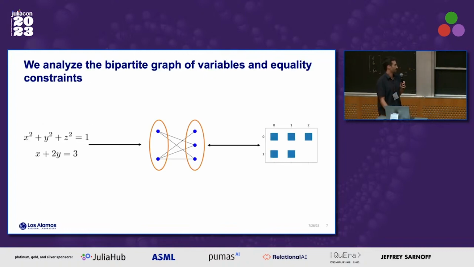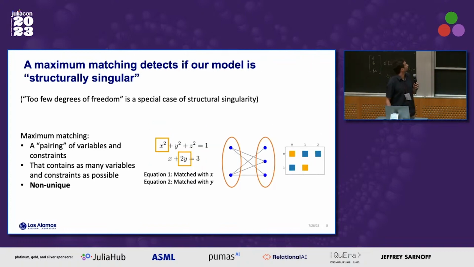And so this is a maximum matching on the bipartite graph of variables and constraints. So we have one set of nodes for variables, one set of nodes for constraints, and we can perform a matching. If the maximum matching doesn't include every variable or constraint, then the Jacobian of the system is guaranteed to be rank deficient. And the type of rank deficiency that really causes problems for optimization solvers is when you have a row rank deficiency in the constraint Jacobian.